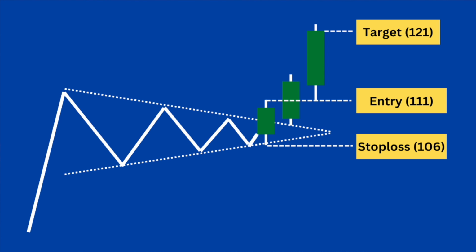Also, say the support on the converged lines in the pennant lies at 106. Then you will have to put the stop loss at rupees 106.